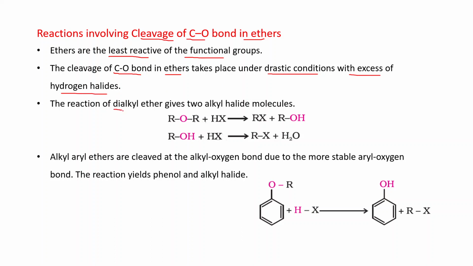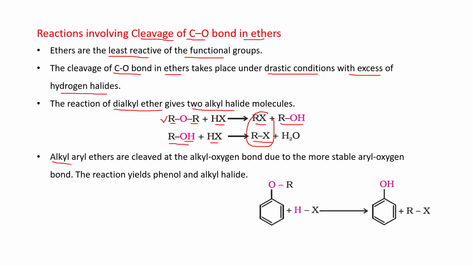The reaction of a dialkyl ether, that is a symmetrical ether, gives two alkyl halide molecules. See the reaction. This is ROR. This R and this R both are the same. When it reacts with HX, this will give RX and ROH. And in excess of HX, this ROH further reacts with HX, and this OH is also replaced by X, and we will get RX. In this way, if you write the overall reaction, we will get two molecules of alkyl halide.